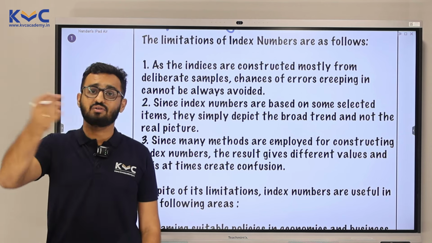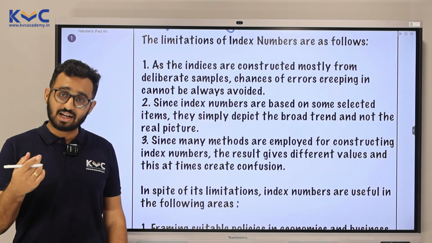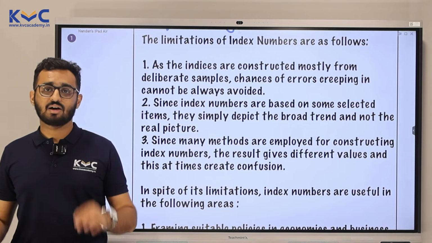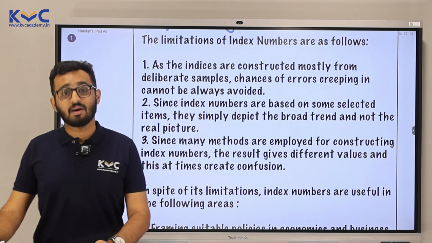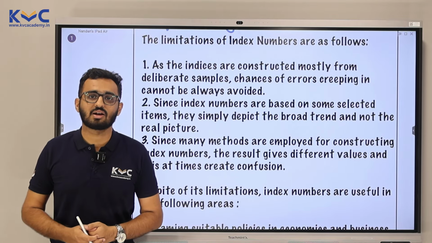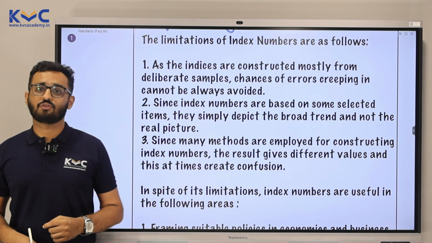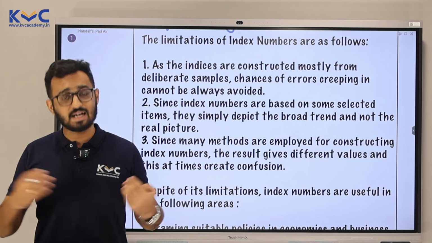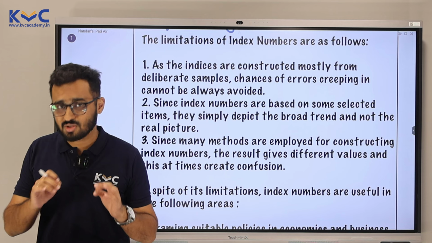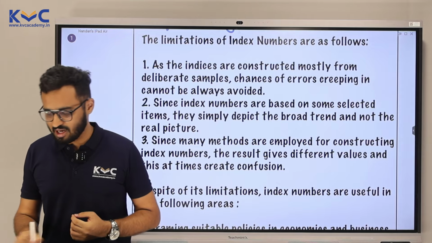We have seen different ways of constructing an index number, right? We have simple index numbers, weighted index numbers. Again, in simple we have aggregative, average of relatives. In weighted we have Laspeyre, Paasche, Marshall Edgeworth, Drobish Bowley, Fisher's. So there are so many methods in which you can calculate an index number, which means that choosing a particular formula will give you a completely different answer compared to some other person using a different formula. So there is no standardization in how we do the calculation, and that at times will create confusion.